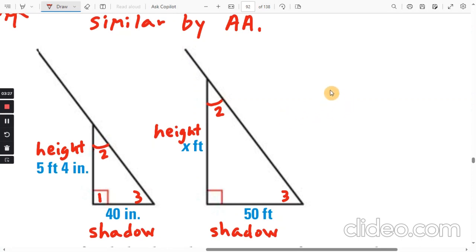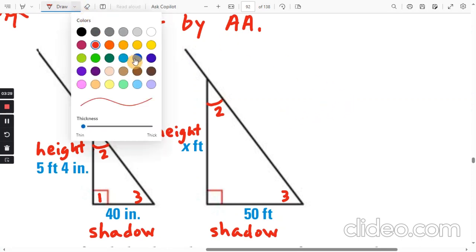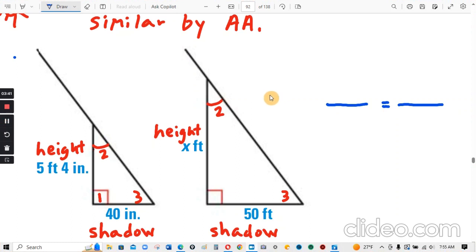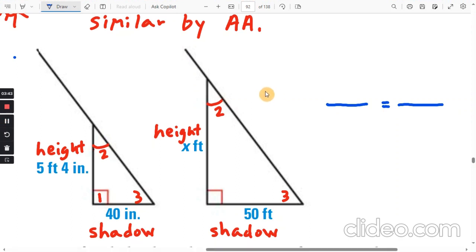All right, and now we can set up the ratio and proportion. We're going to have two fractions here. I'll do it in a different color. We're going to have two fractions. And one fraction, or I should say the numerators, are going to be for the woman. And the denominators are going to be for the flagpole.